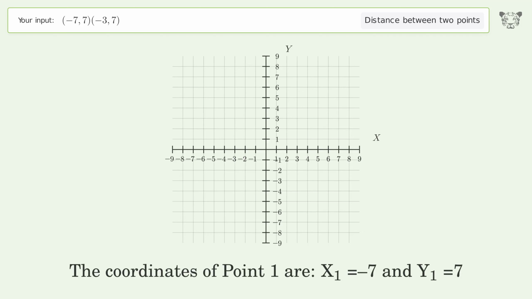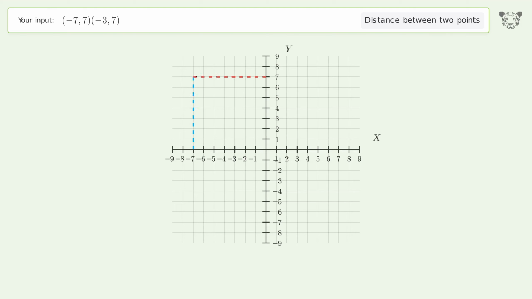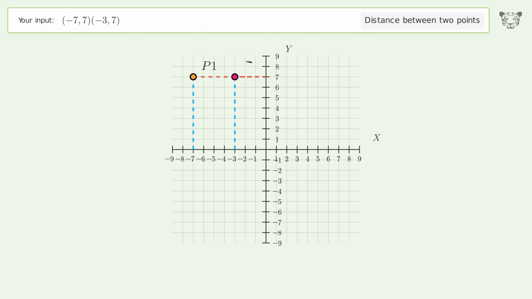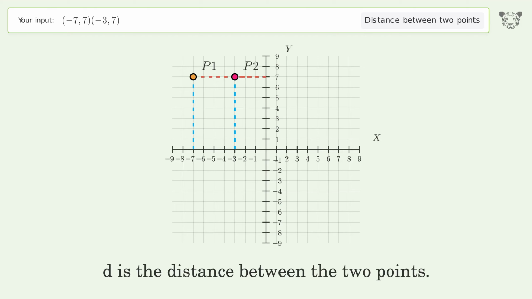The coordinates of point 1 are, x1 equals -7 and y1 equals 7. The coordinates of point 2 are, x2 equals -3 and y2 equals 7. D is the distance between the 2 points.